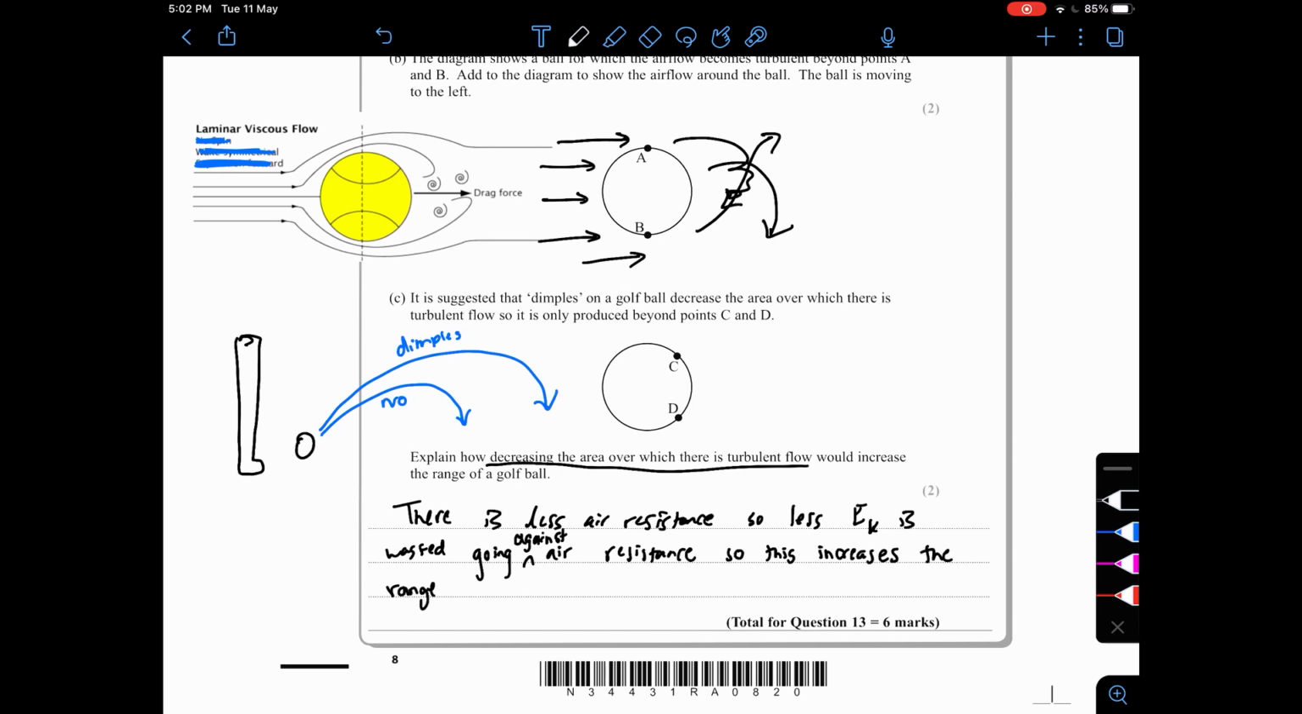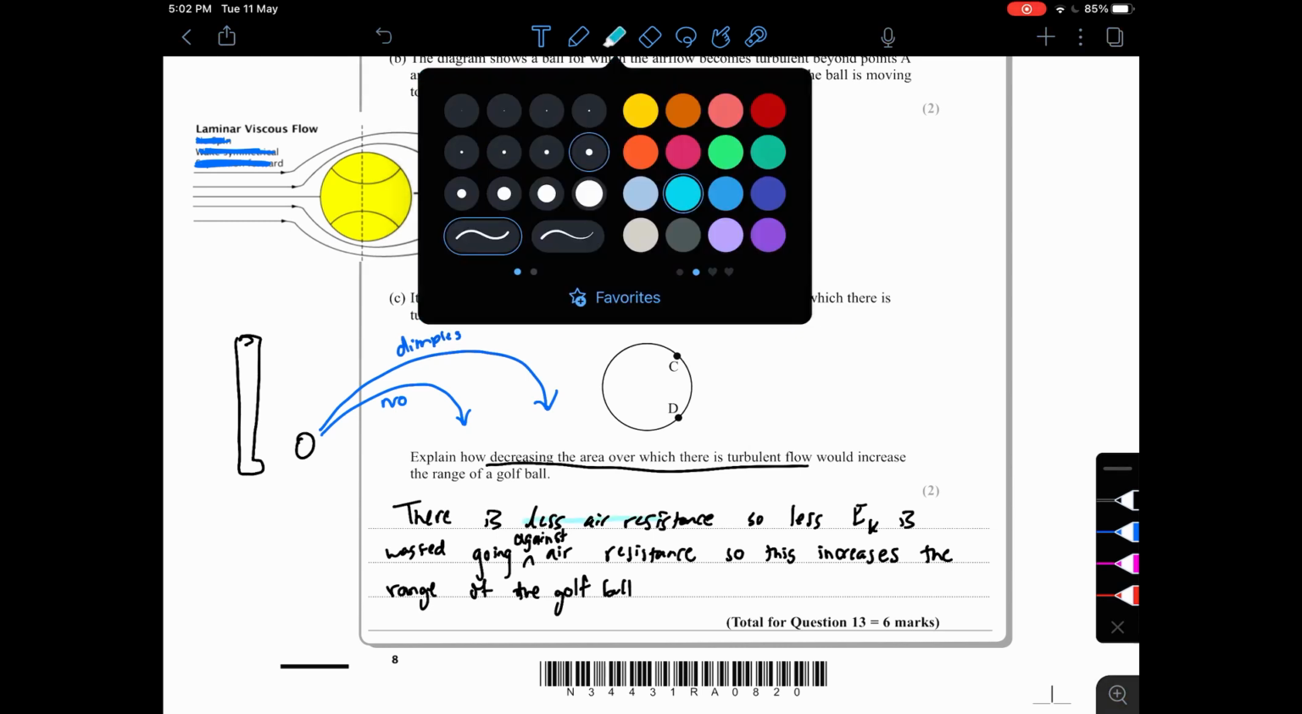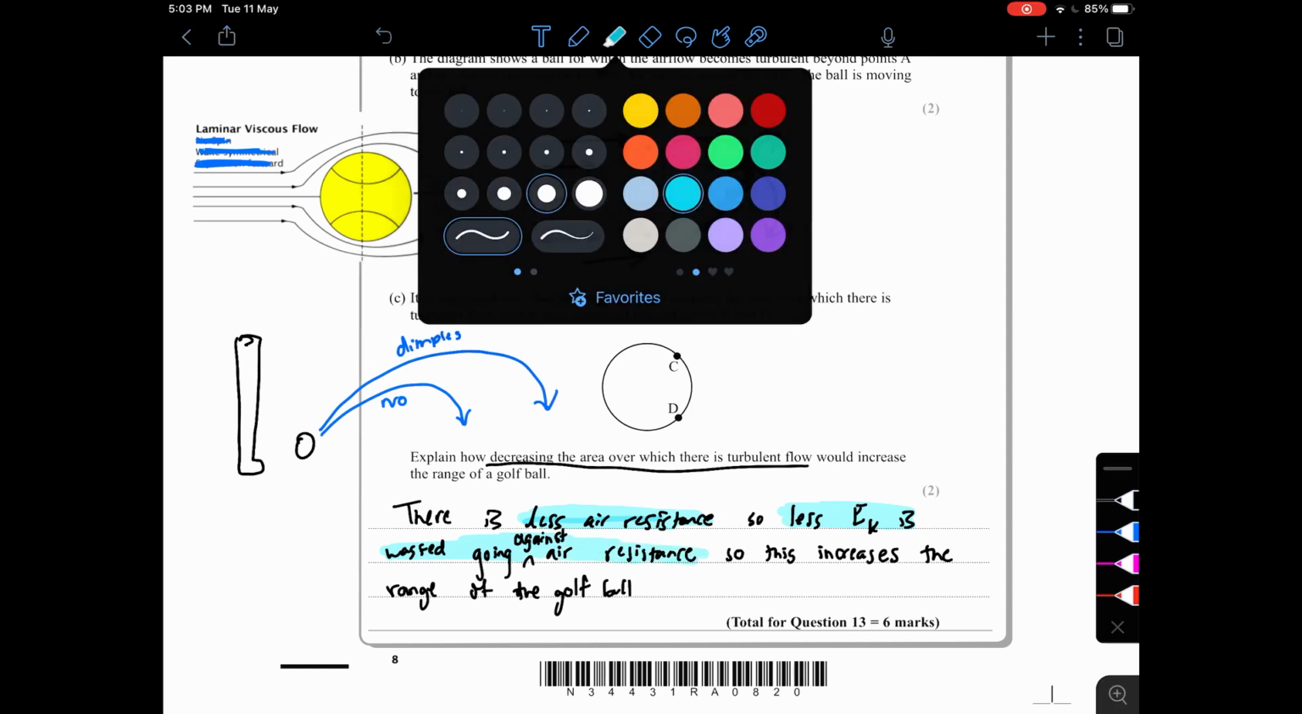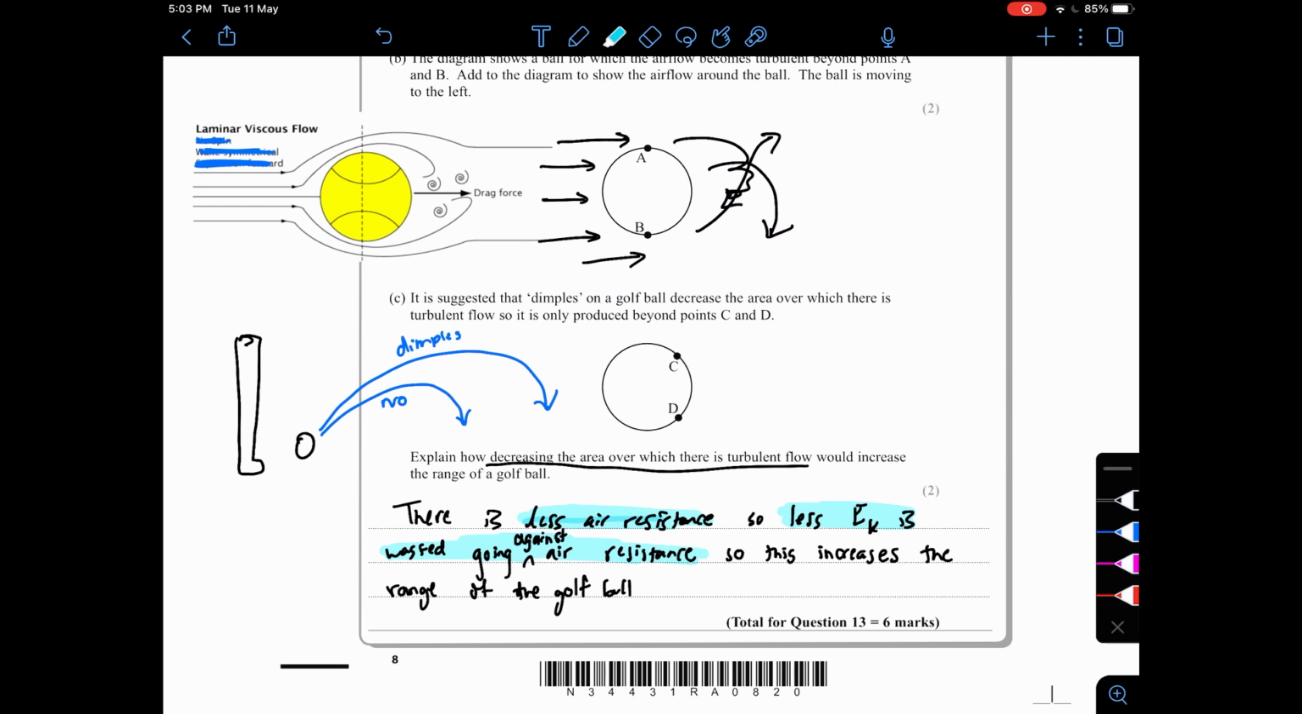So what are the two points we have said about the golf ball? We have said that there's less air resistance, and the second part is that less kinetic energy is wasted going against air resistance. So that is our second point. Maybe increase it this much. Yeah, this is fine.